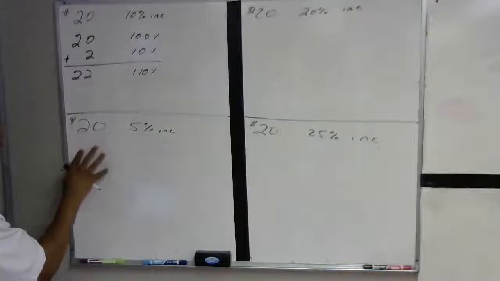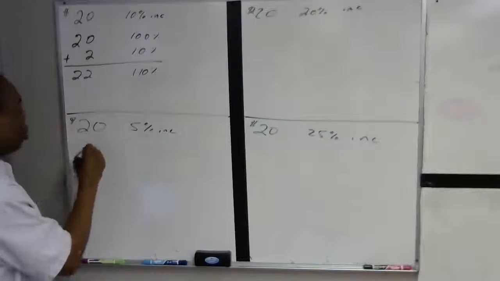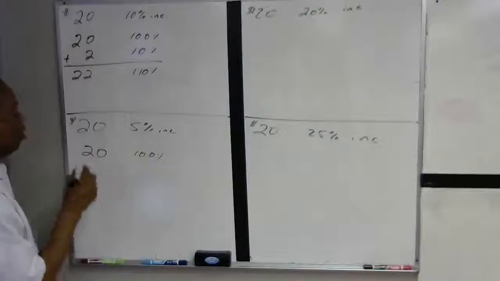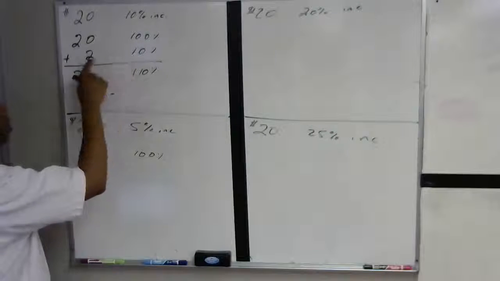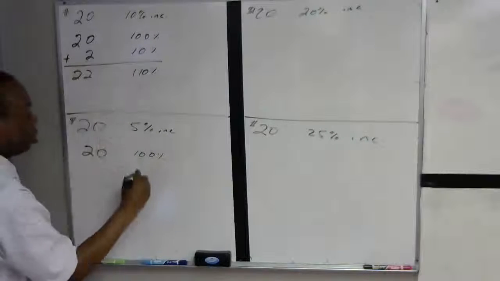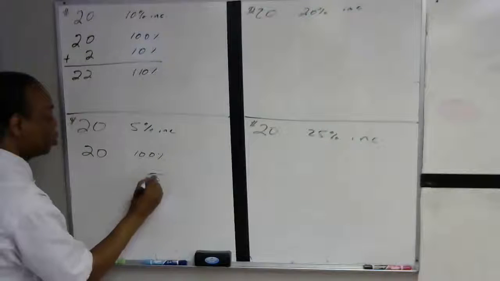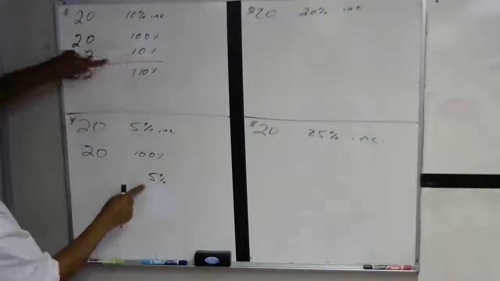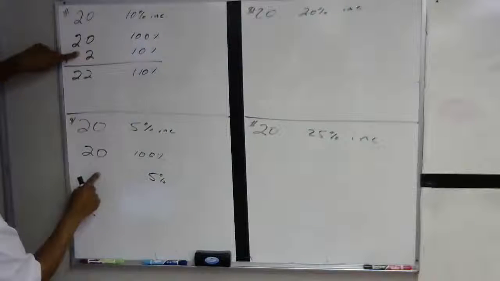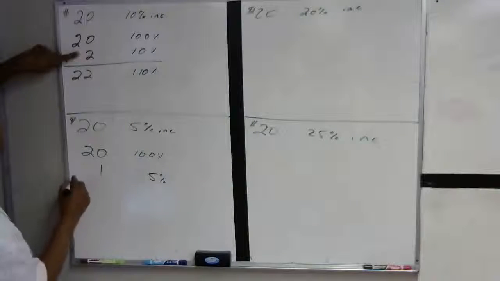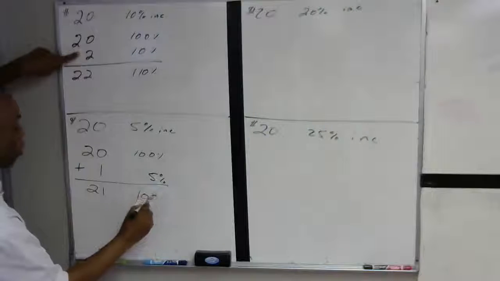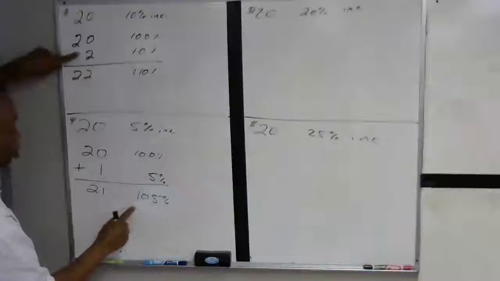Now, what about a 5% increase? Once again, 20 represents 100%. For 5%, we go back to 10%. If 2 is 10%, then 5% will be half of this. So again, 10% is 2, then 5% will be 1. Okay, so let's increase it by adding it. This is 21, and 21 represents 105%.